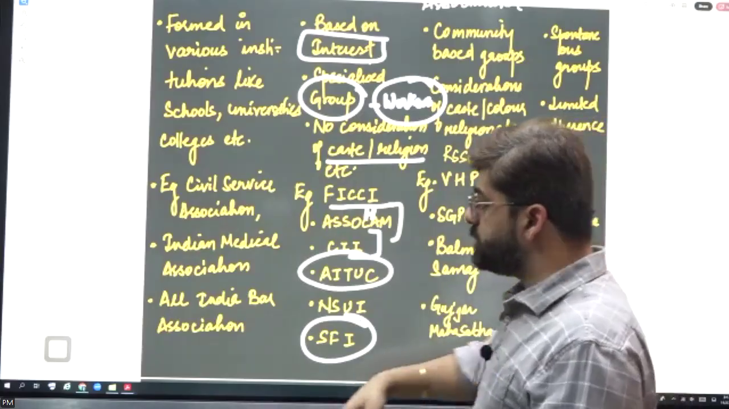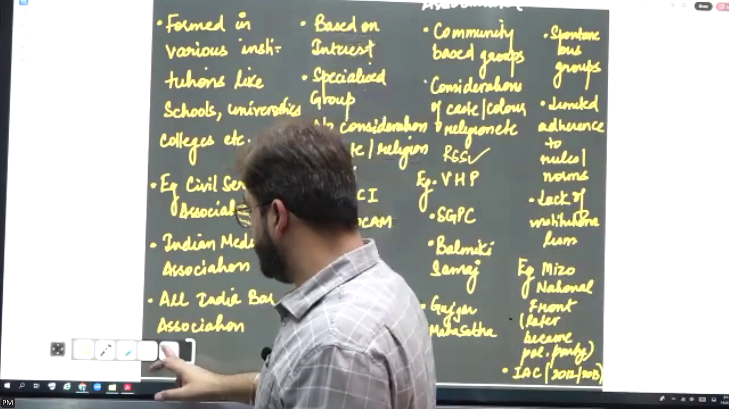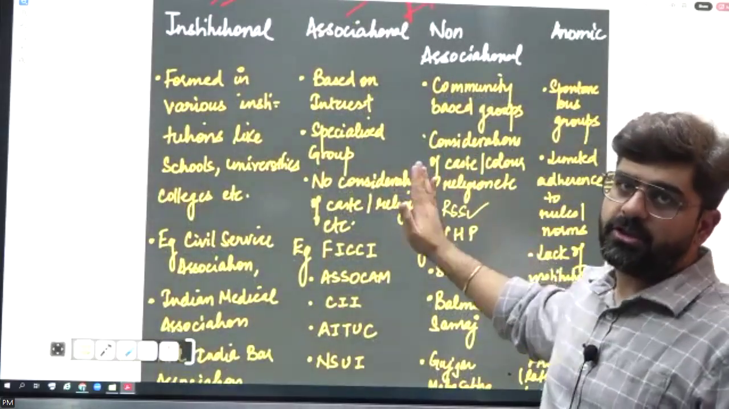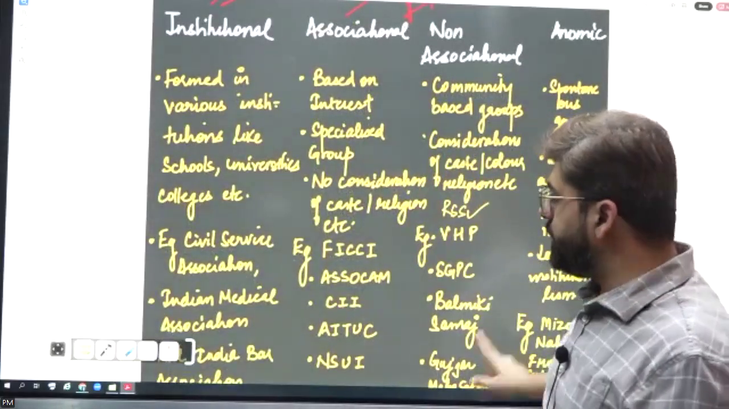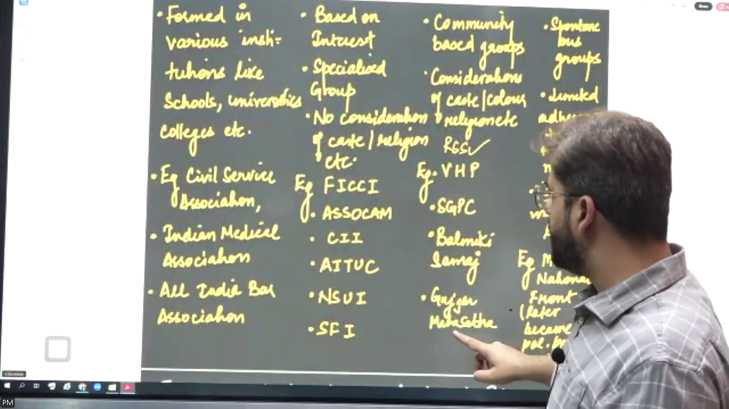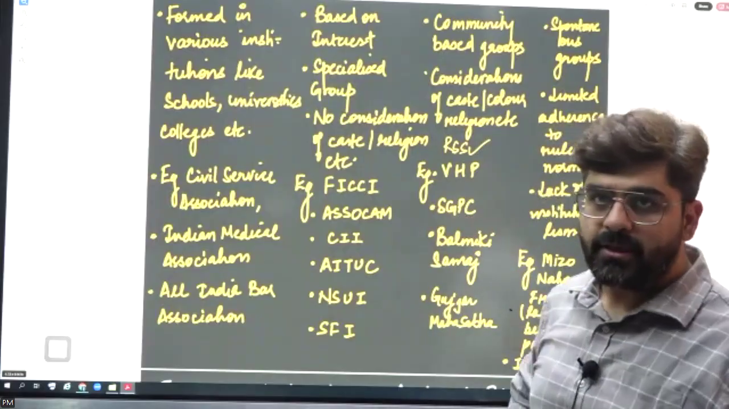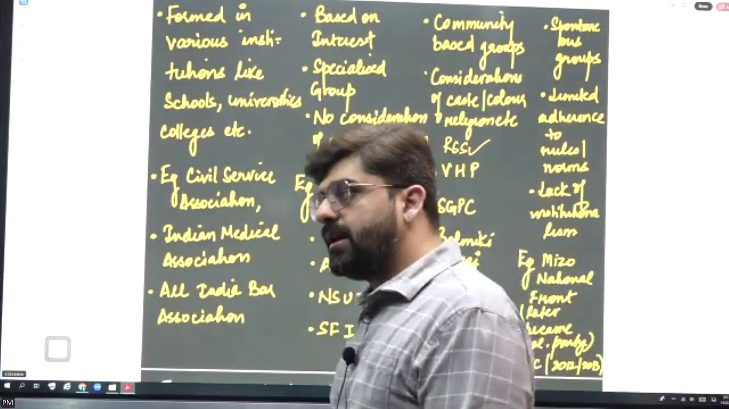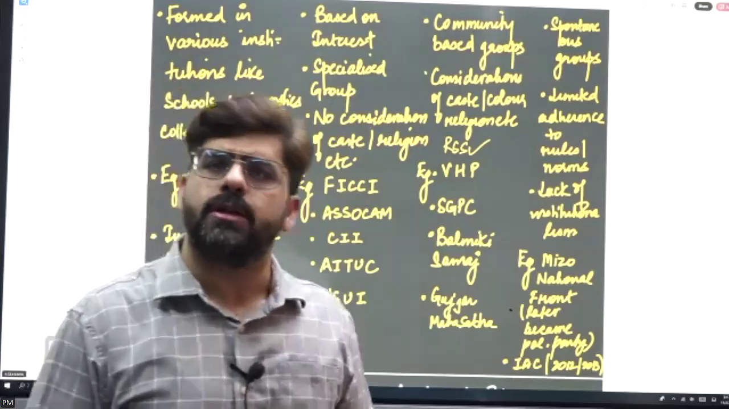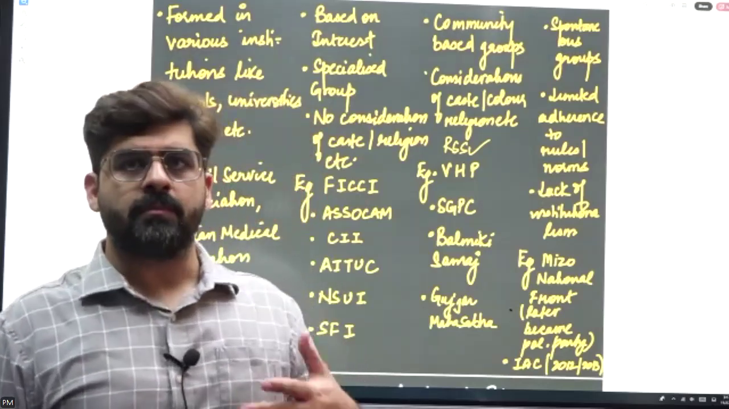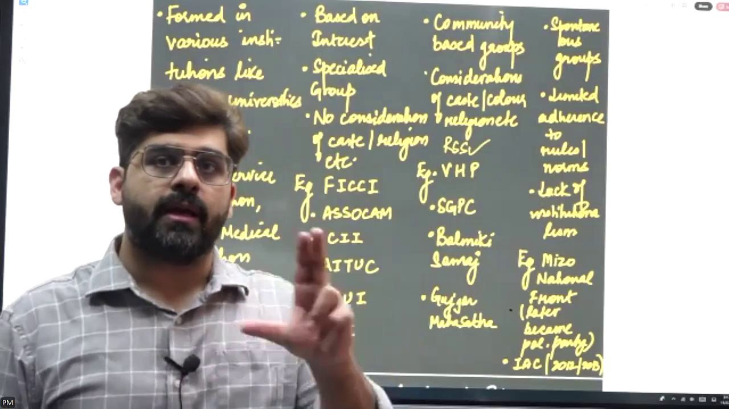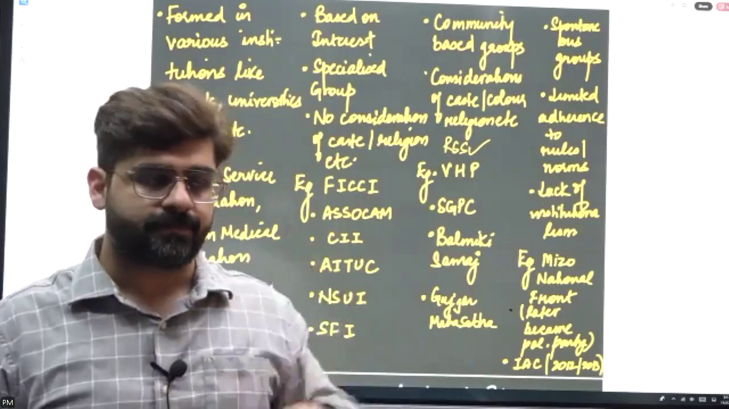Then comes non-associational pressure groups. These pressure groups are based on the consideration of caste or religion or community. So when we talk about Vishwa Hindu Parishad, RSS, Balmiki Samaj, Gujjar Mahasabha, Shromani Gurdwara Prabandhak Committee, these are all examples of groups which are formed on the basis of caste or religion or community. They can also come, they can lobby, they can pressurize. It will be called as non-associational pressure group.